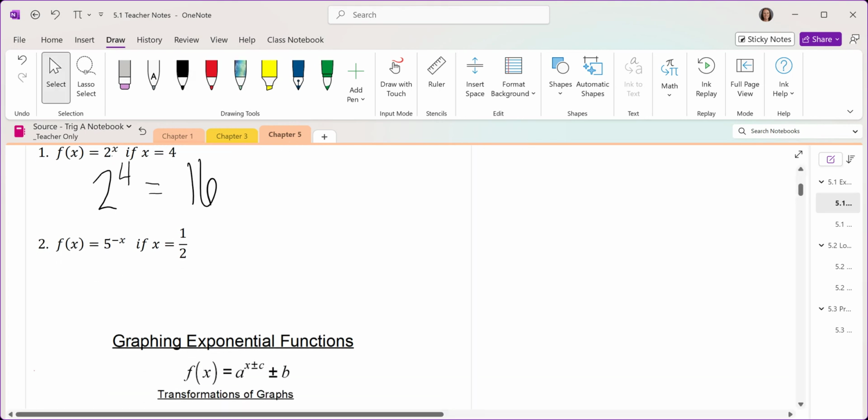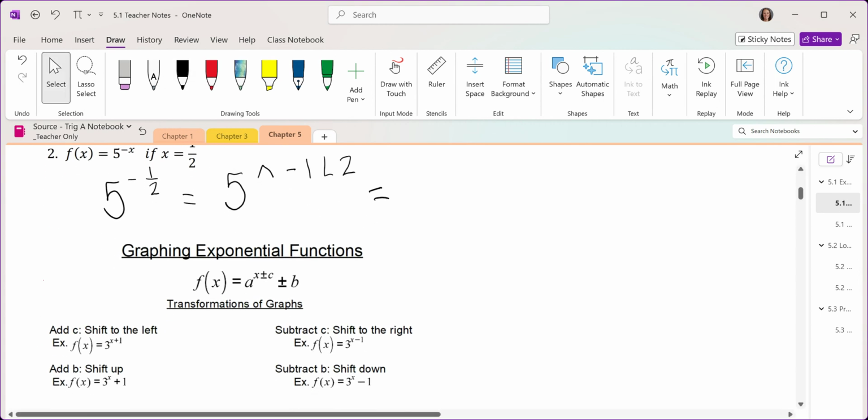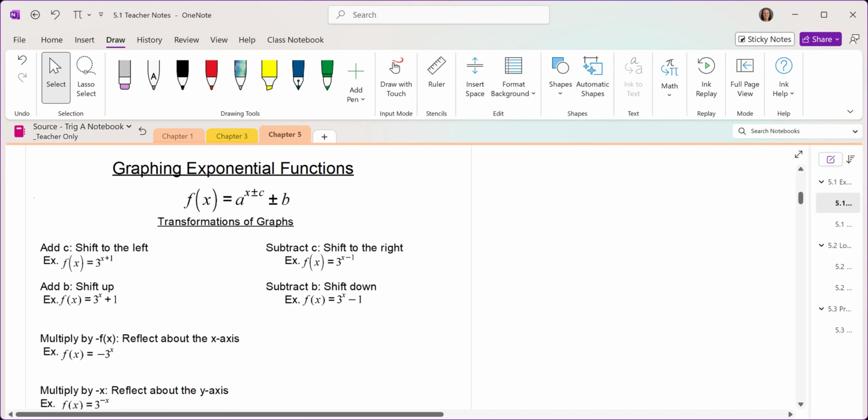The next little part, if x is 1/2, then you would do 5 to the 1/2 power. And you can put this right in your calculator. And you would do 5, and then the little caret button, and then the fraction 1/2, and get that answer. Now the main thing that I want to show you is we're going to start graphing.